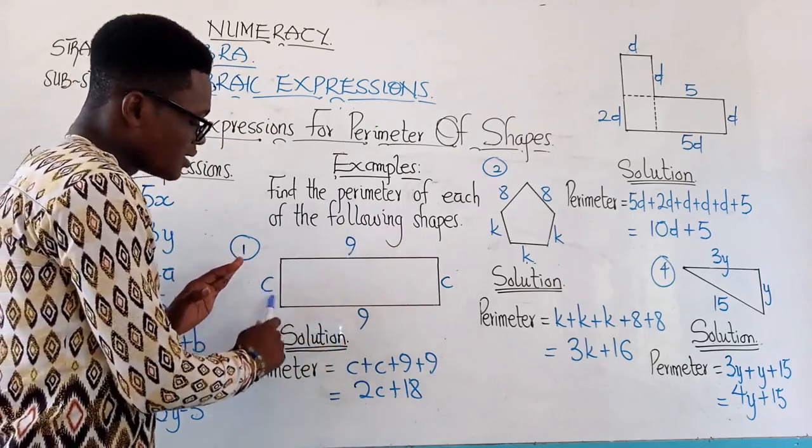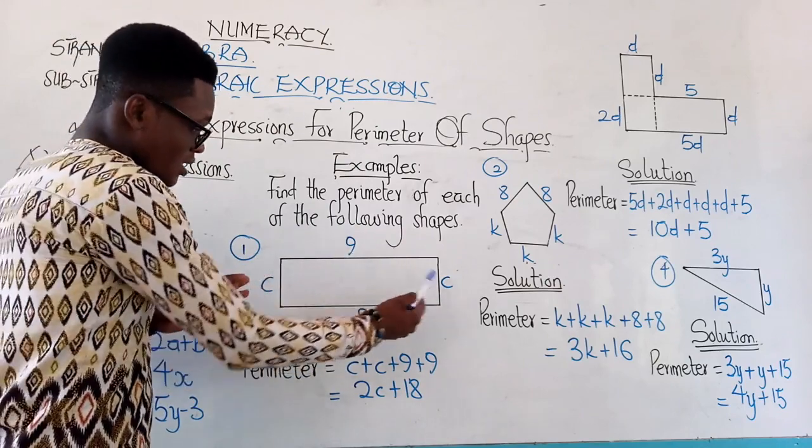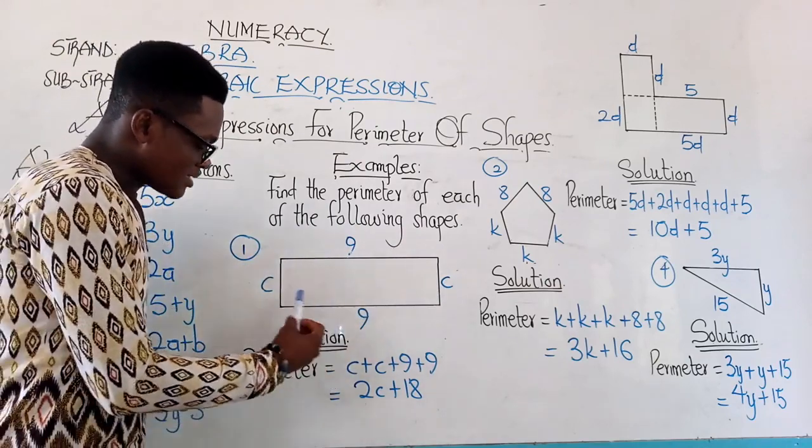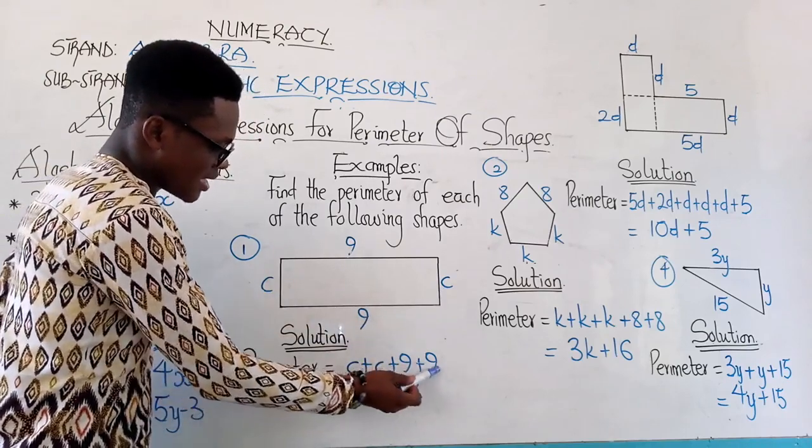So these are the items. Okay, so we have the variable as I said, and then the number. Okay, so C plus what? This C, and then plus 9 plus 9, as you can see over here.